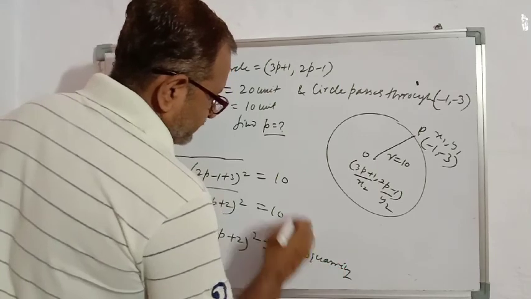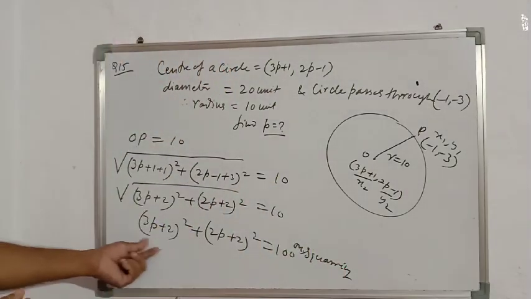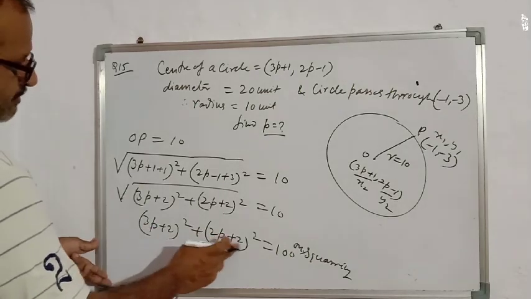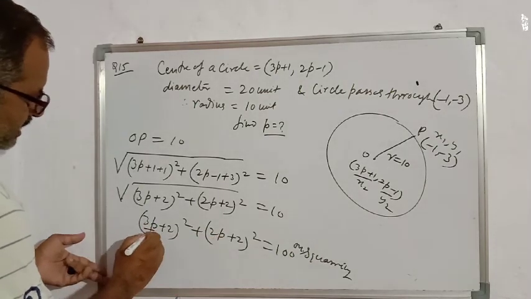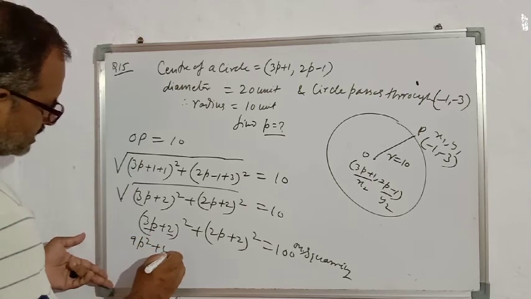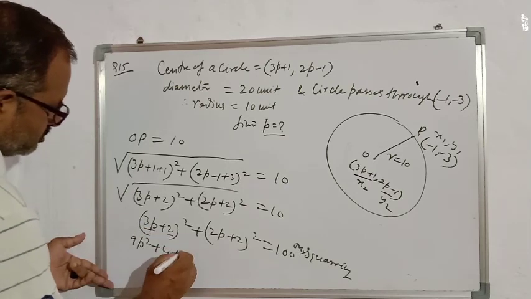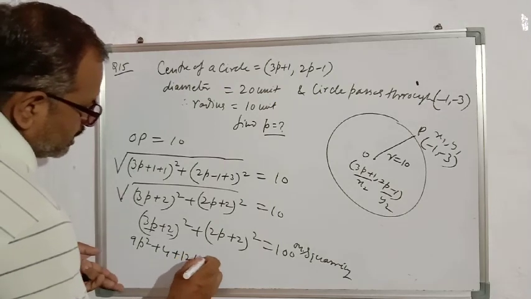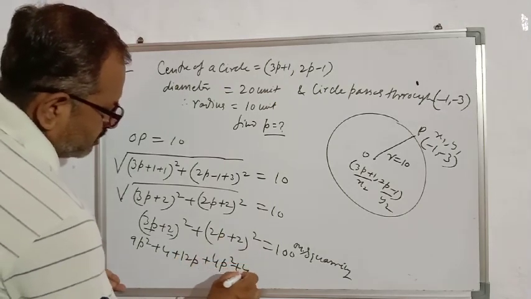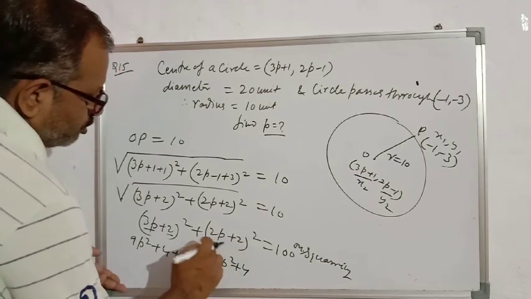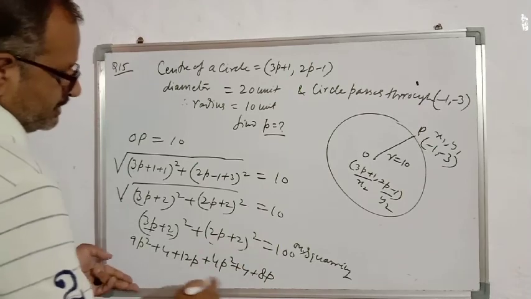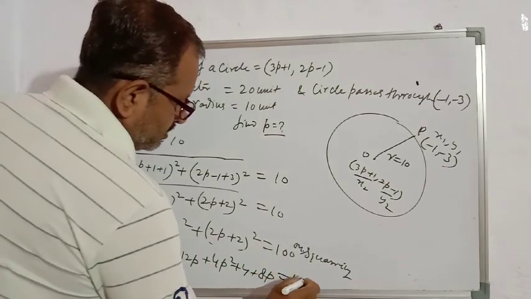On squaring we will get this. Use here a plus b whole square. So 3p is a, 2 is b. So it is 9p square plus 4, 3 twos are 6, 2 sixes are 12p, plus 4p square plus 4, 2p into 2, 4p into 2 is 8p, 2ab, 8p is equal to 100.